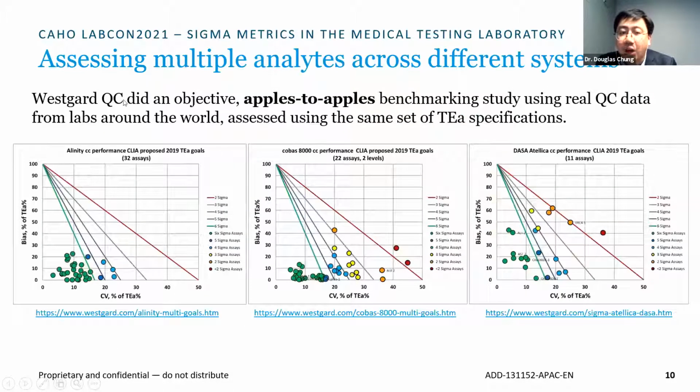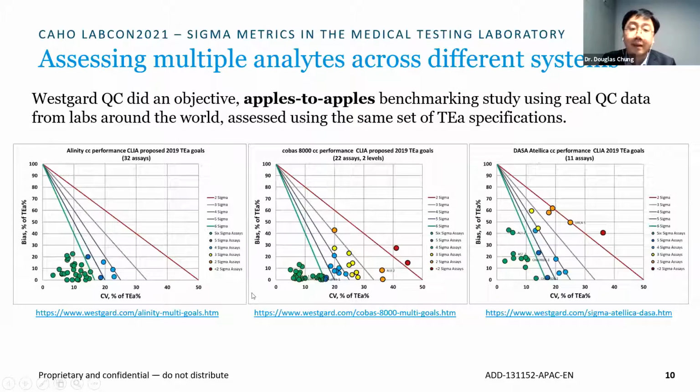Third example, you can also use this process to assess multiple analytes across different systems. So Westgard did an objective apples-to-apples benchmark study with real QC data from labs around the world. And as you can see, some instruments have good performance with many points in this lower left-hand corner. Some instruments have average performance, and some instruments may have poorer performance. So not all chemistry tests are the same. Not all chemistry systems are the same. So this process can help you to identify which test to use as well as which system you want to use.